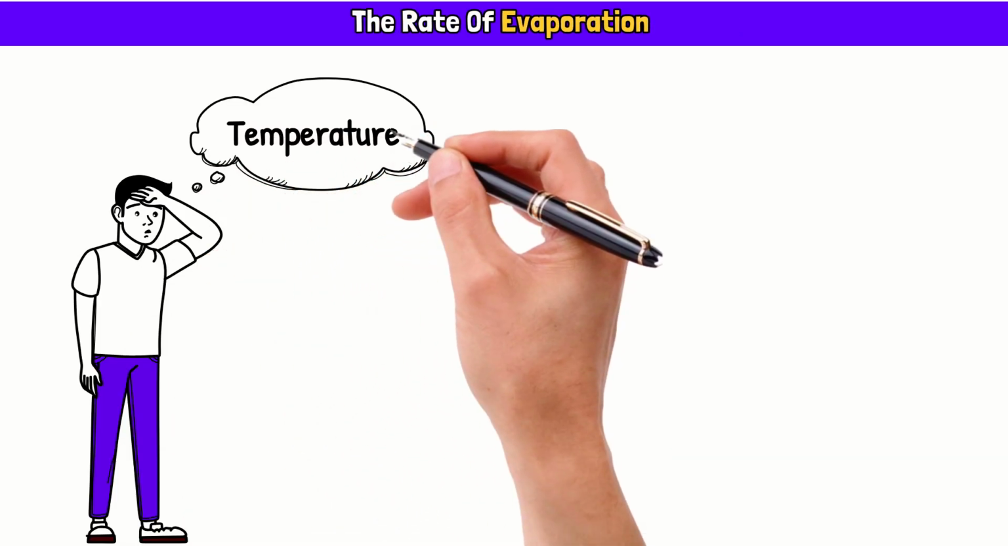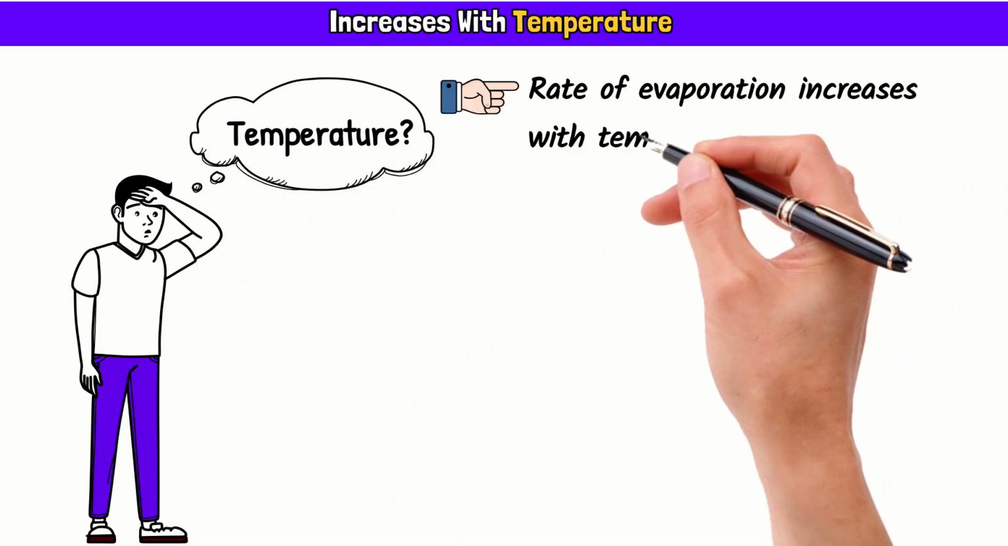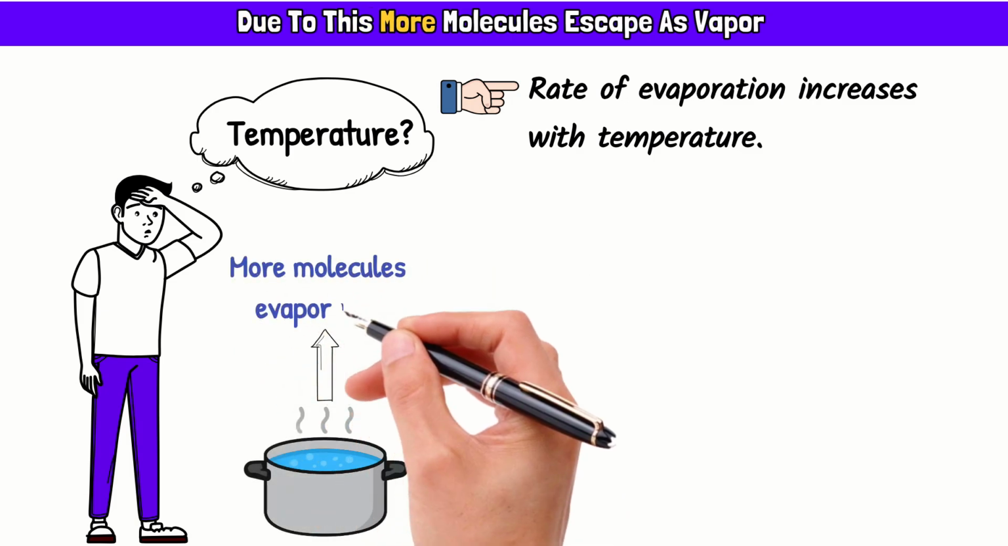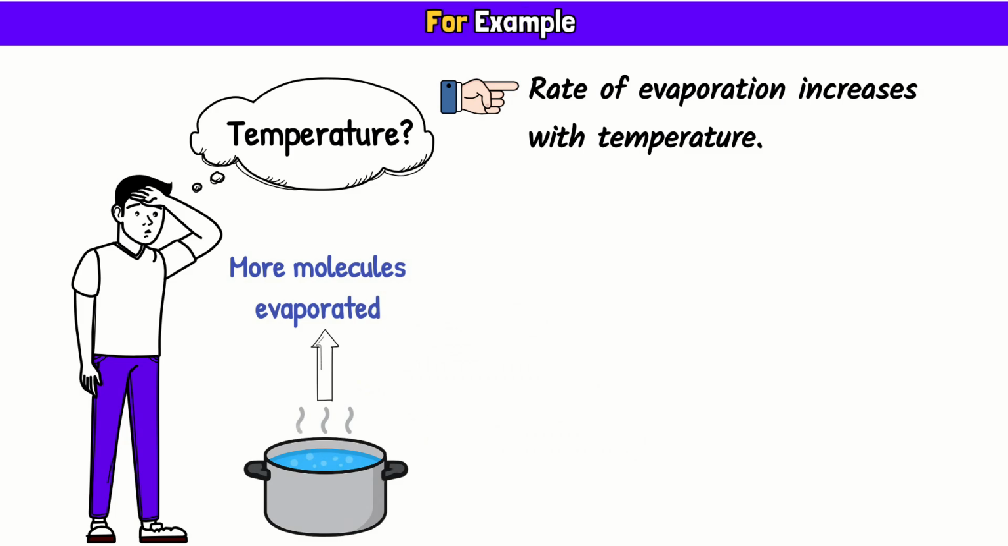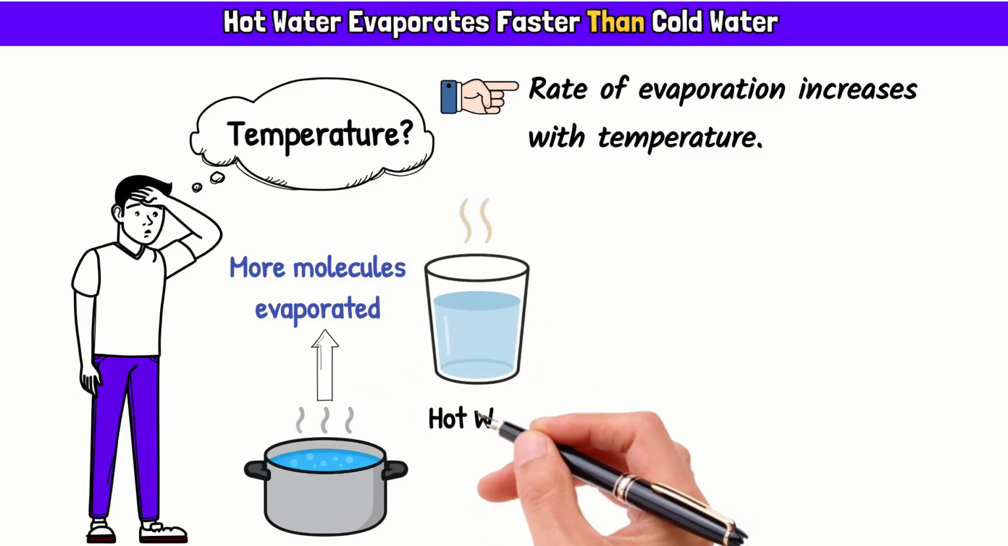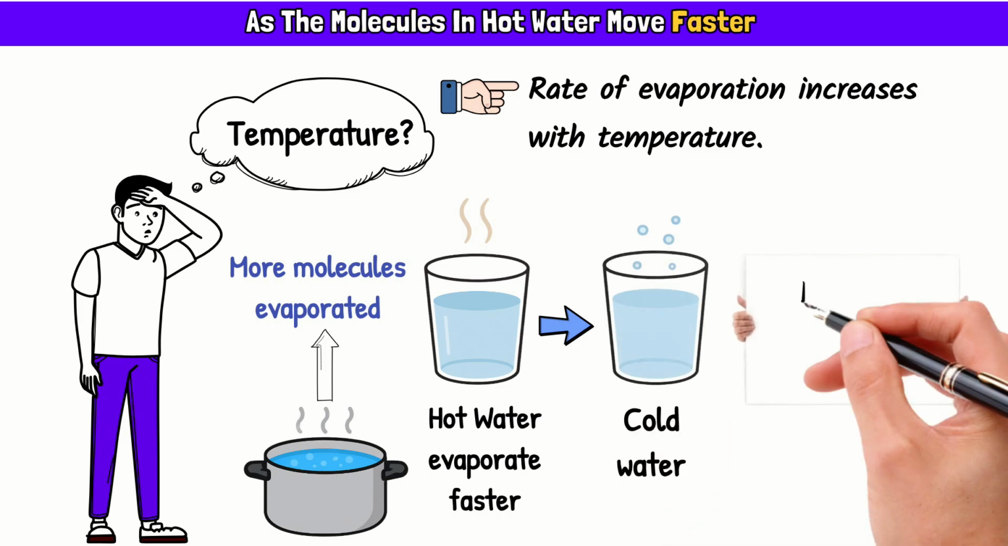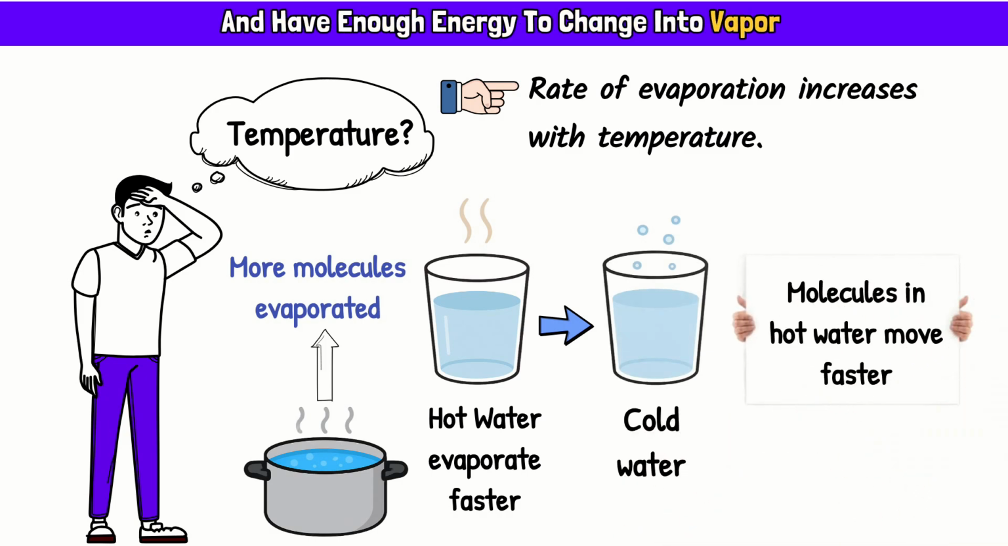How temperature affects evaporation. The rate of evaporation increases with temperature. When temperature rises, the kinetic energy of liquid molecules increases. Due to this, more molecules escape as vapor. For example, hot water evaporates faster than cold water, as the molecules in hot water move faster and have enough energy to change into vapor.